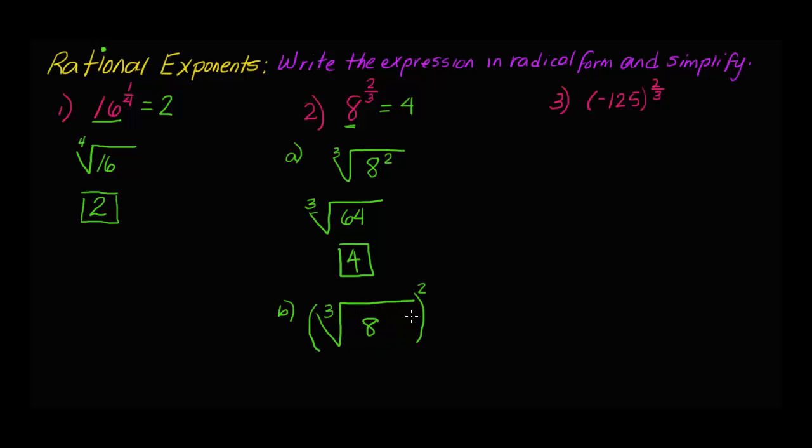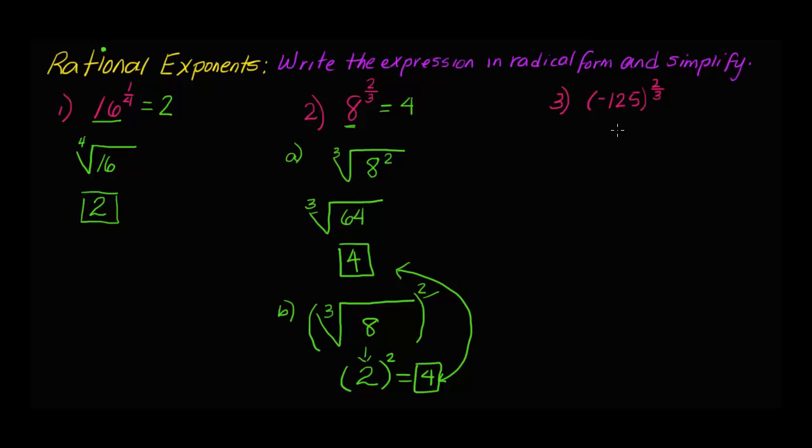We use order of operations, parentheses first, and then exponents, right? PEMDAS. So doing what's inside the parentheses first gives you a result of 2, right? Because the cube root of 8 is 2. And then I raise that to the second power, and that gives you 4. And you see, you still get the same result as with the first method.